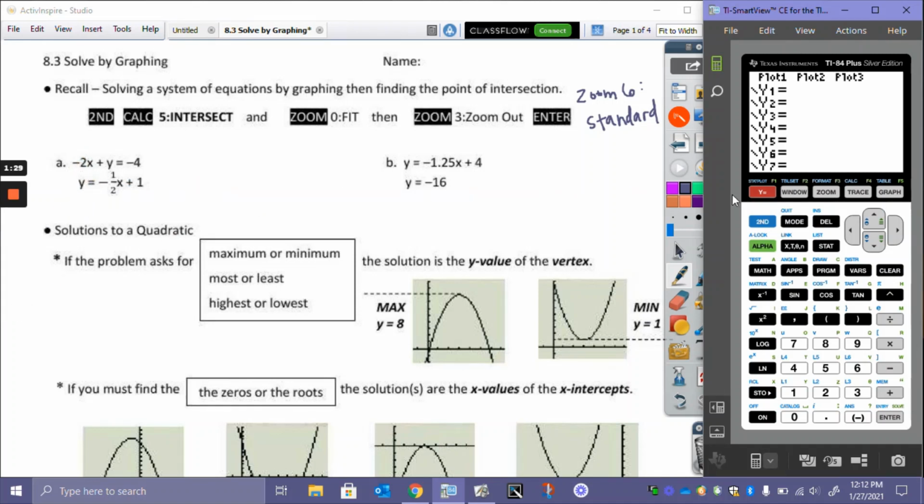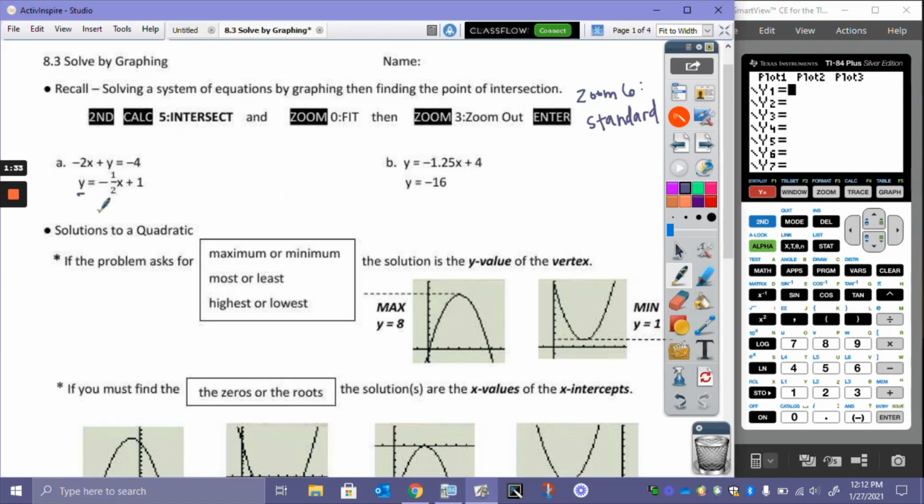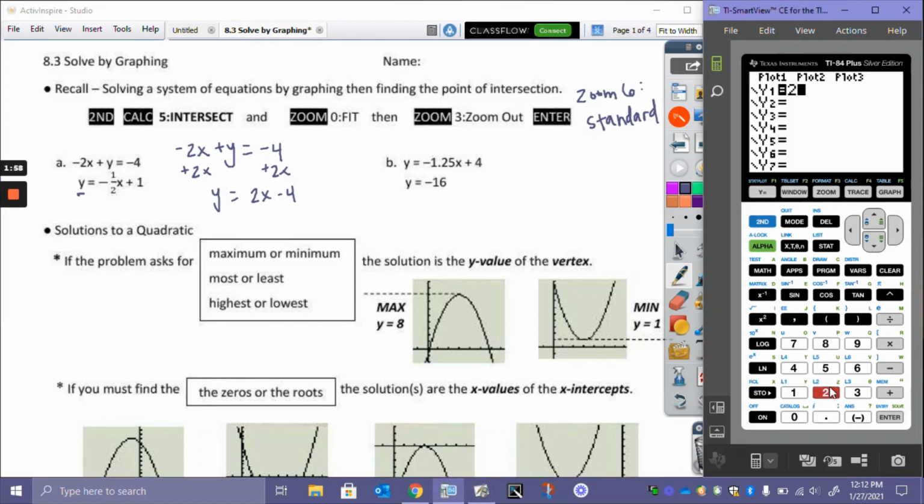So in order to type this into our calculator, the one thing that we need to remember, we do have to have it set to y equals. So the second equation is set to y equals, but this first one is not. So we can do so by moving 2x to the other side. So if we have negative 2x plus y equals negative 4, we can make it y equals by adding 2x to both sides. And then we have y equals 2x minus 4. So now we can type those into our calculator.